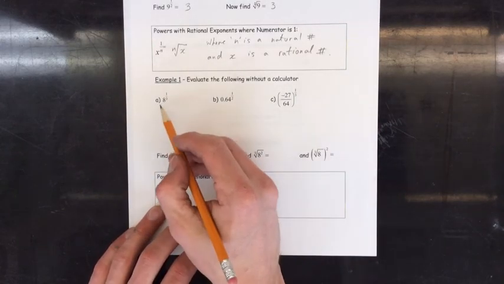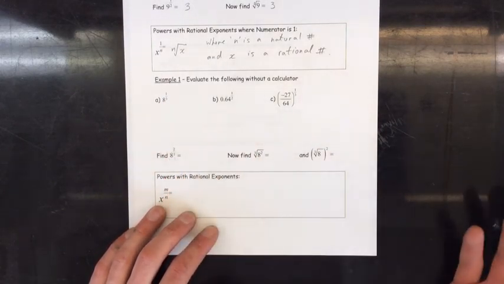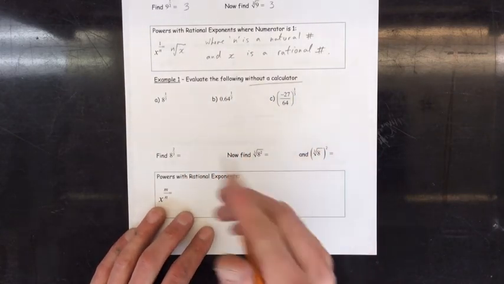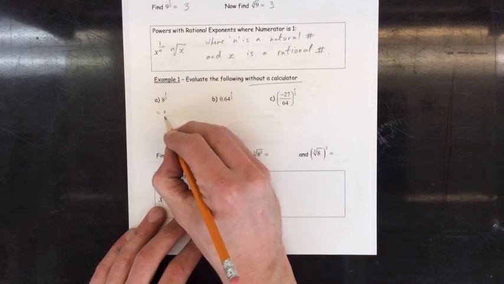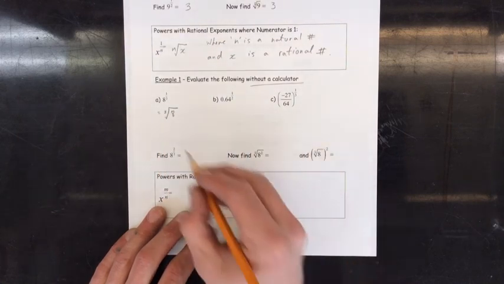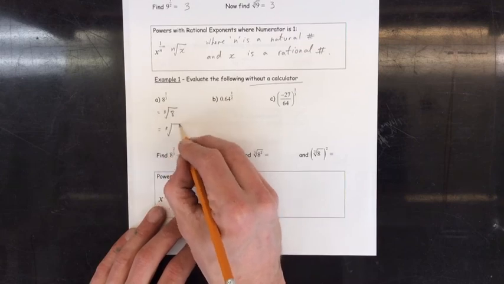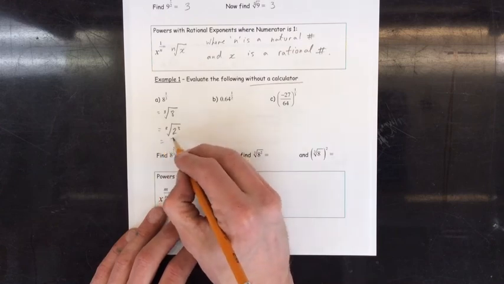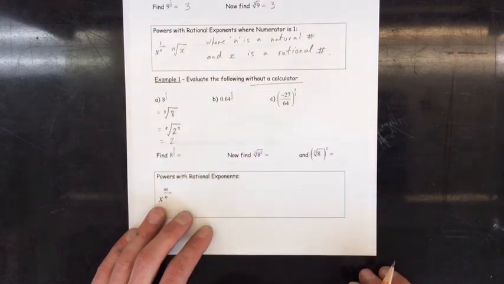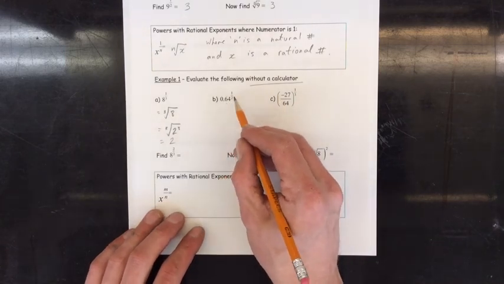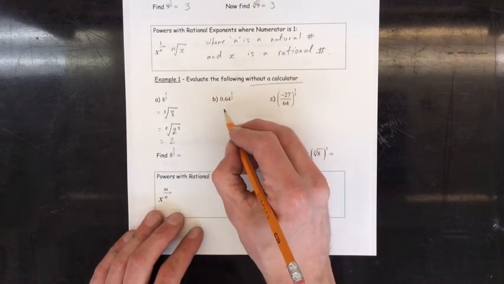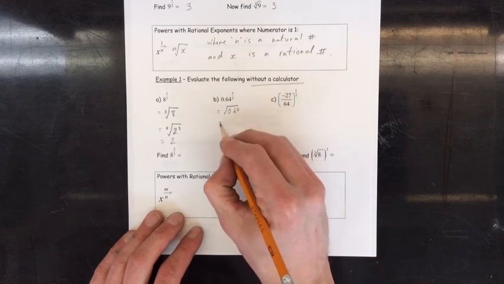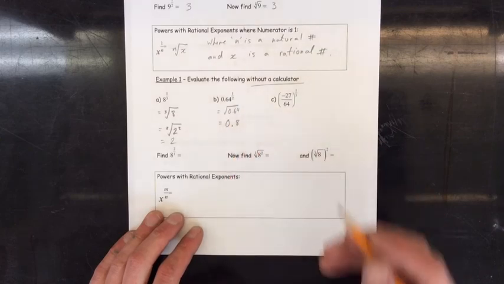Now, using this rule, if I have 8 to the power of 1/3, I can use my calculator to find that. But if I want to evaluate the following without a calculator, I need to think of this as the third root of 8. Well, I know that 8 is like 2 cubed, and the third root and cubed are inverse operations, so therefore this is 2. If I have decimal 64 to the power of 1/2, this is like the square root of decimal 64. And this is decimal 8.